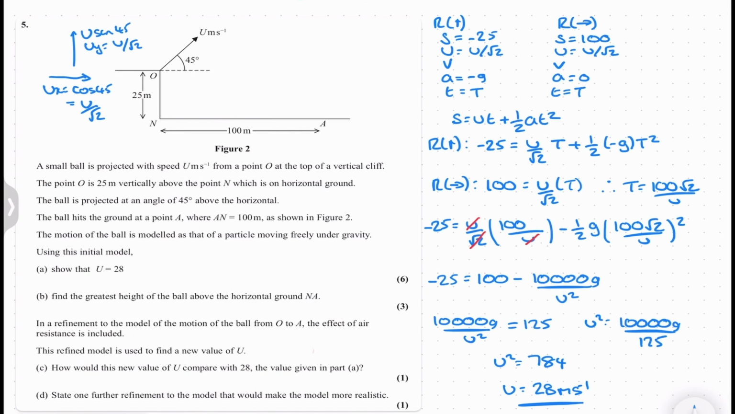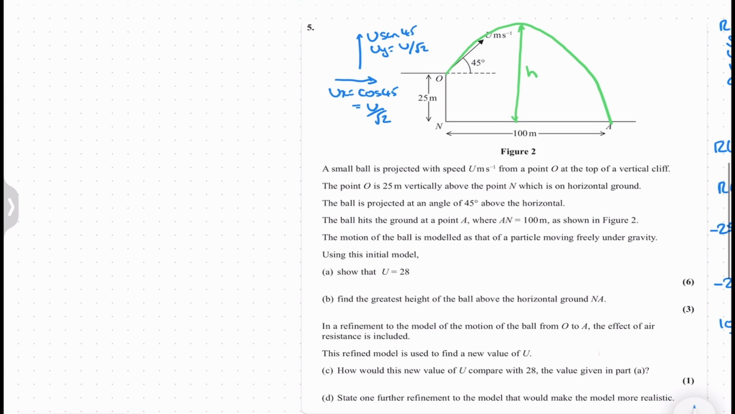And then for part B, find the greatest height of the ball above the horizontal ground NA. So if I sketch the trajectory of this ball, it would look something like this. We want the greatest height here, I'll call this h. And because this is a vertical height, again, we'll resolve vertically.